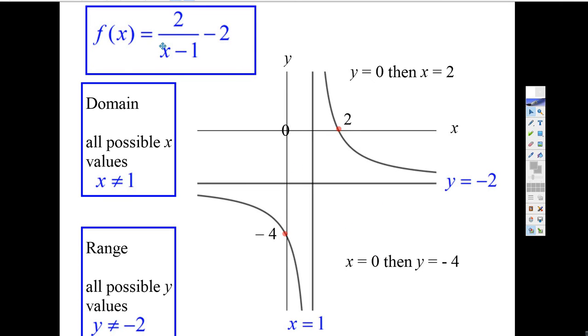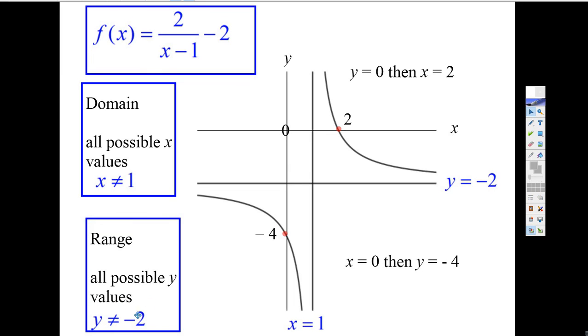If you let x equal 0, you could put it in your calculator, 2 over 0 minus 1 minus 2, your calculator would say minus 4. You'd get another mark. If you knew there were two branches, that's a y-intercept. Now to get the x-intercept, we need to make y equal 0. So you do that. You make y equal 0, and you're thinking, what would make this 0?